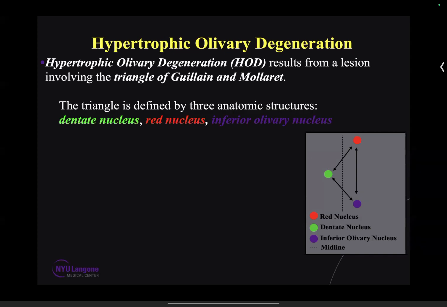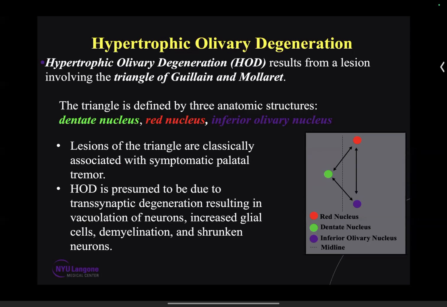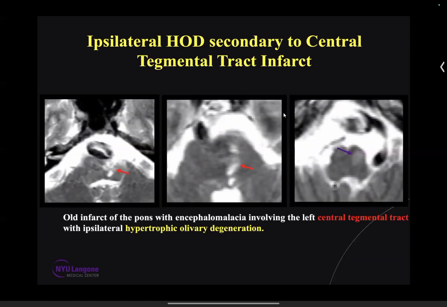And any lesion along any of these structures will cause hypertrophic olivary degeneration of the inferior olivary nucleus. So I'll show you some cases, how this works. It's basically a transsynaptic degeneration resulting in vacuolation of neurons and increased glial cells, demyelination, and then eventually they will shrink. So this is a case over here.